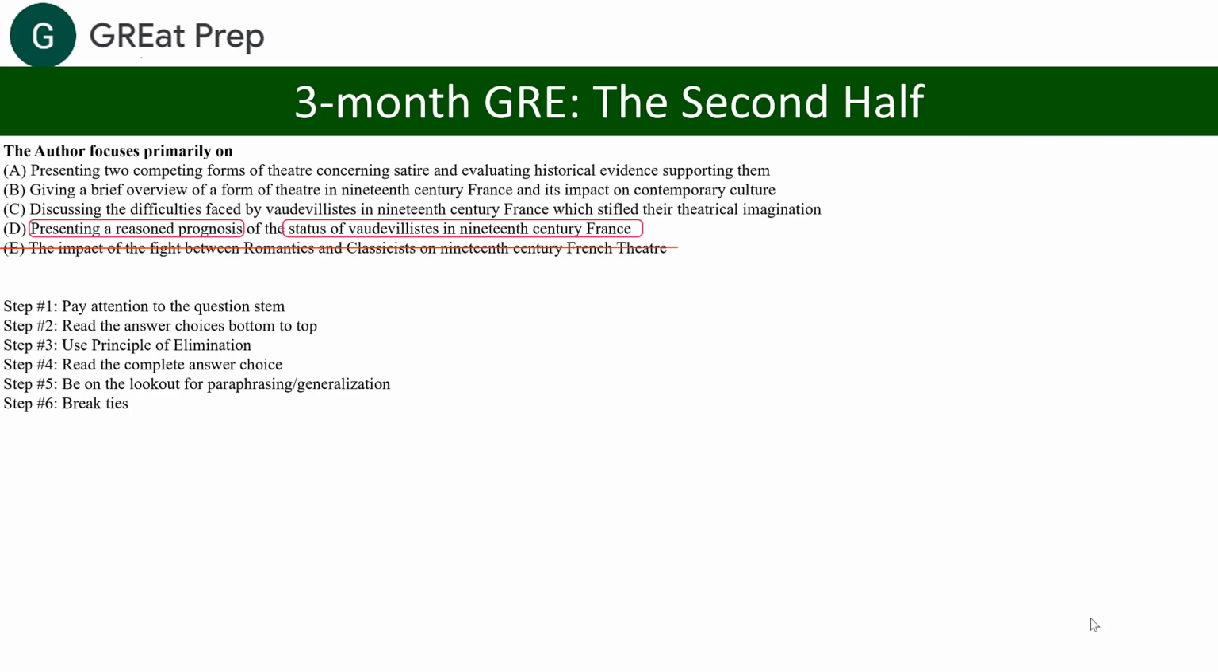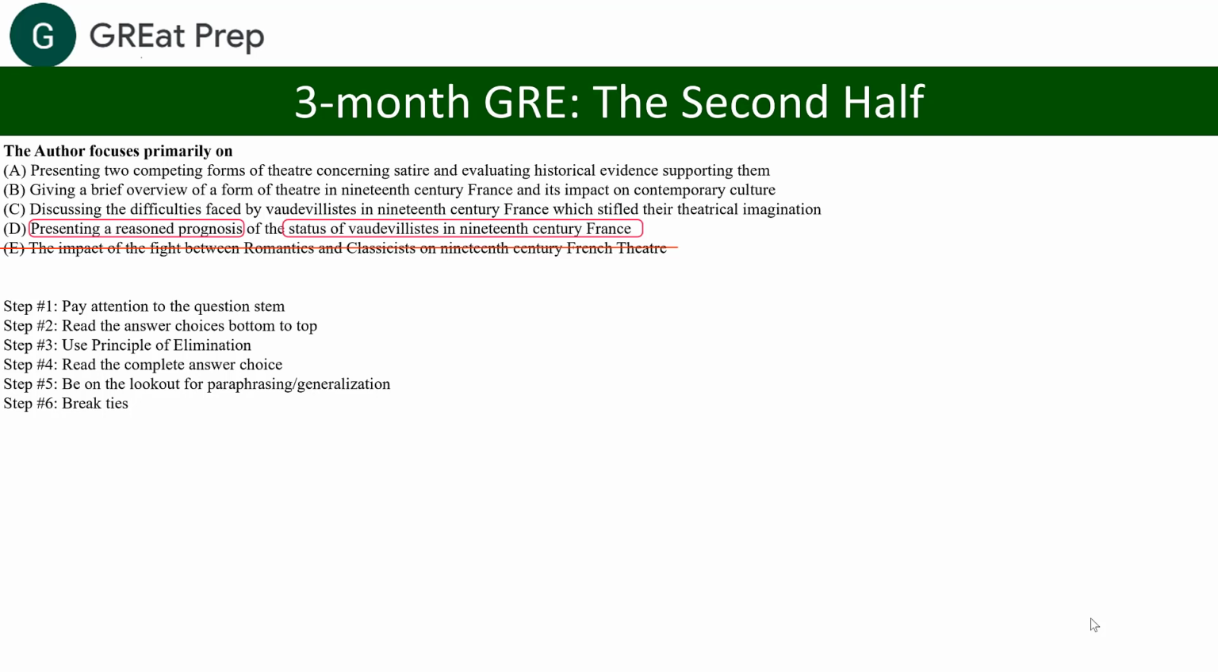The second half, the status of the vaudevillists in 19th century France, is right. It is true. The author is trying to communicate to us something about the status of the vaudevillists at that point in history in the geographic location of France. So the second half of the sentence is right, but the first half does not make sense. At no point is the author trying to forecast or predict anything, because all the author is trying to do is actually look backward in time, in history. So there's nothing futuristic or nothing about a prognosis. So you can safely at this point eliminate or strike out alternative D.